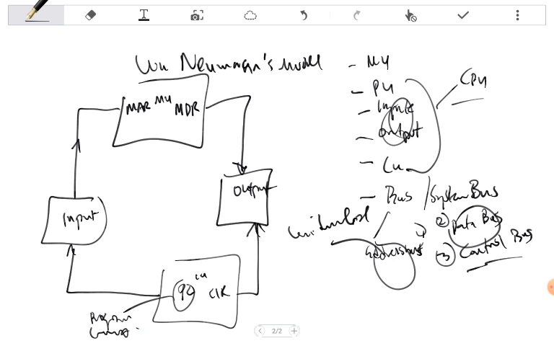Now, what does this program counter do? It stores the next instruction. What's the next instruction that's supposed to be performed? Okay, then you have the CIR. This is the current instruction register. And it does what? It fetches instructions. That is the job.